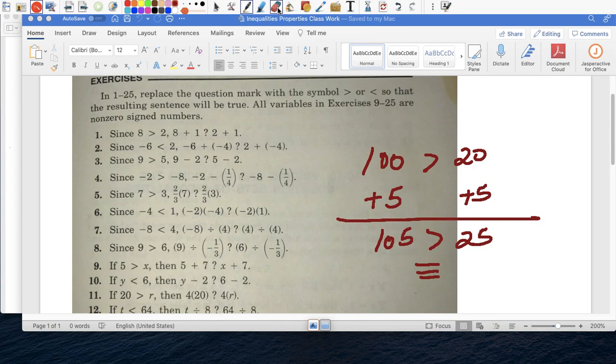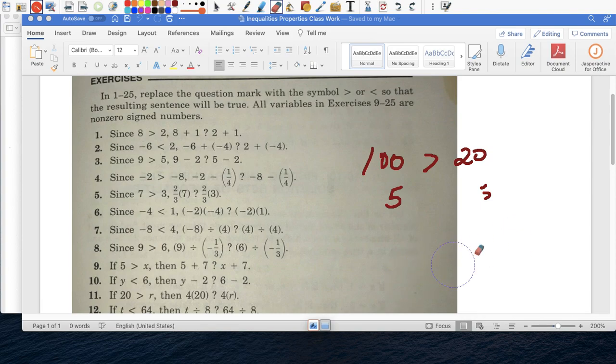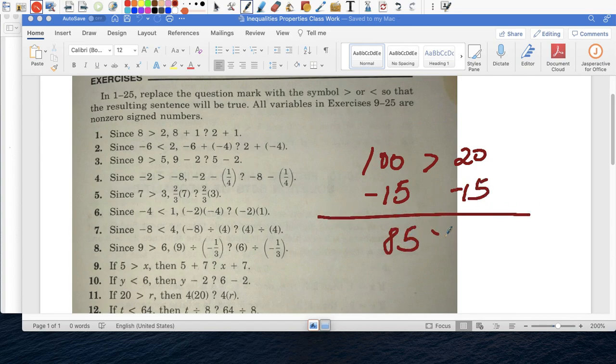Now, even if I subtracted 5 from each side, so let me just erase this. Let's say I subtract, I don't know, let me make it 15. Subtract 15 from each side. This is 85. Does the inequality stay true? Yeah, it still stays true. So whether you add or subtract the same value to both sides, the order of the inequality is not going to be affected.